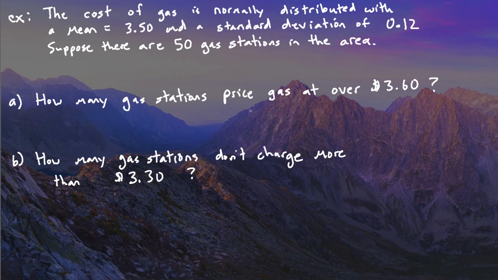The cost of gas is normally distributed with a mean of 3.5 and a standard deviation of 0.12. Suppose there are 50 gas stations in the area. How many gas stations price gas at over $3.60? So first, we're going to need to find the probability that we find a gas station that charges this amount. Okay, so the mean is right here. There's our mean, and here's our standard deviation.